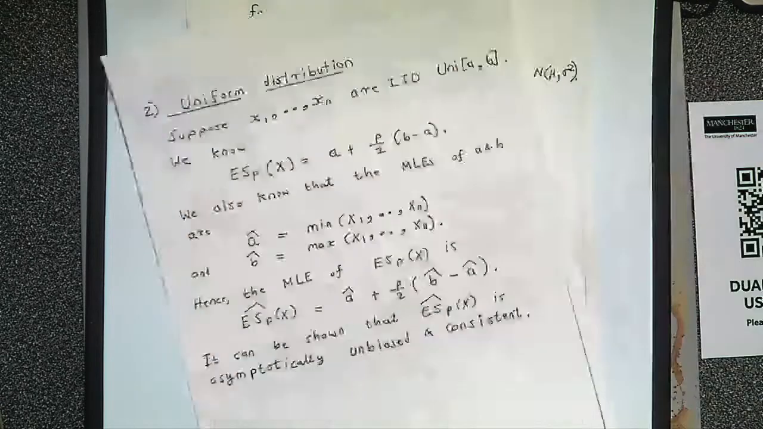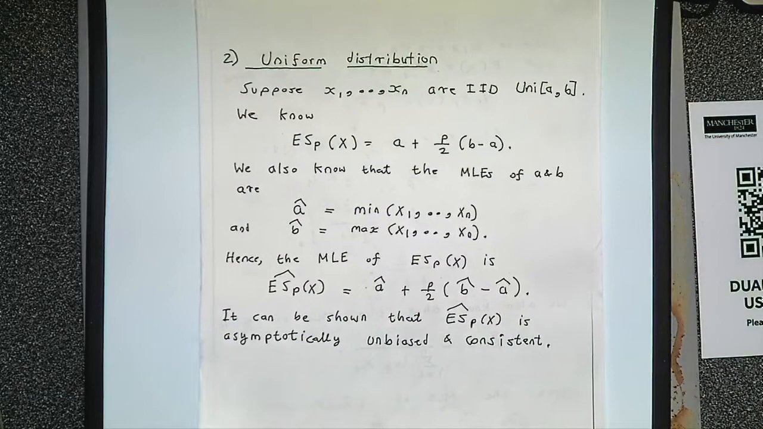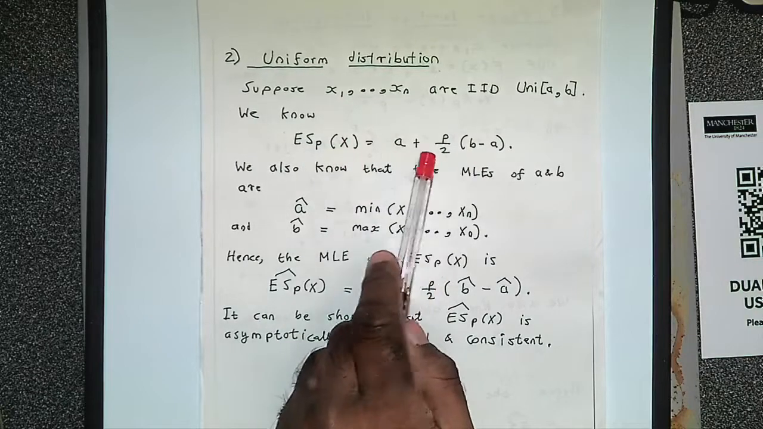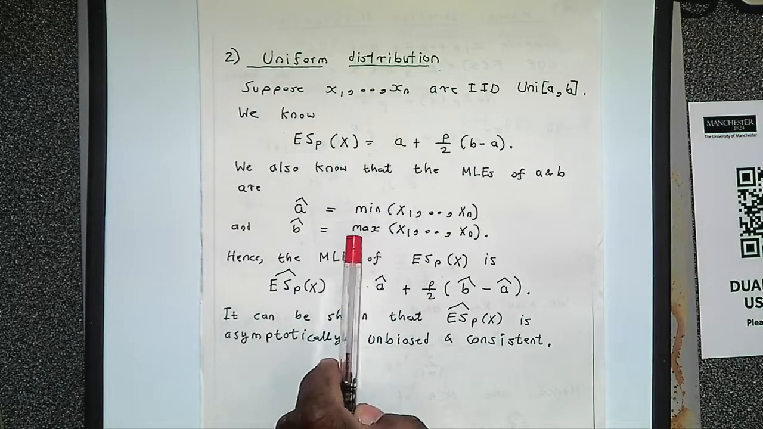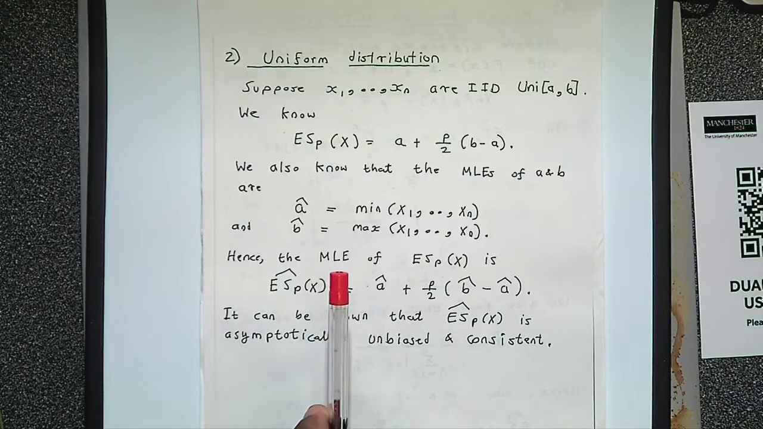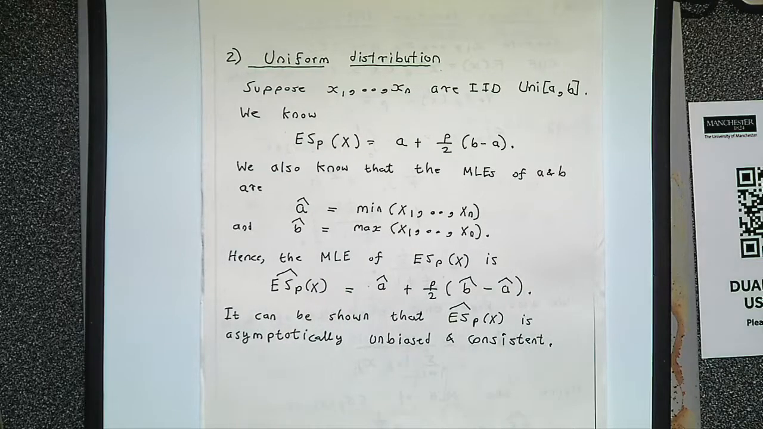The second method is the uniform distribution method. Right here, from 2 weeks ago, you know the formula for the expected shortfall is this, and you should know from statistical methods the MLEs for A and B are the smallest and the largest data point. And so hence the MLE for expected shortfall is given by this. And it can be shown that this is asymptotically unbiased and consistent. I will try to show that later today.